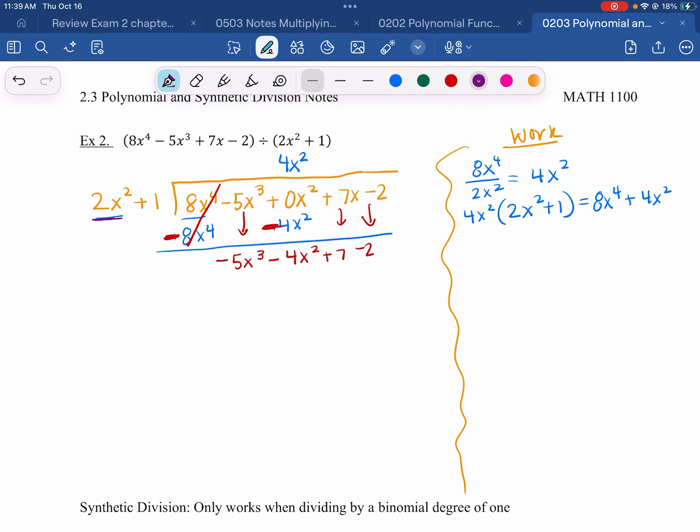So now, first one, negative 5x to the third over 2x squared. All right. Not a great problem. That's okay. Don't be scared. Negative 5 over 2, nothing happens with that. X cubed over an x squared is an x. So I'm putting up a negative 5 halves x. Okay. I'm taking that negative 5 halves x, and I'm multiplying it by 2x squared plus 1.